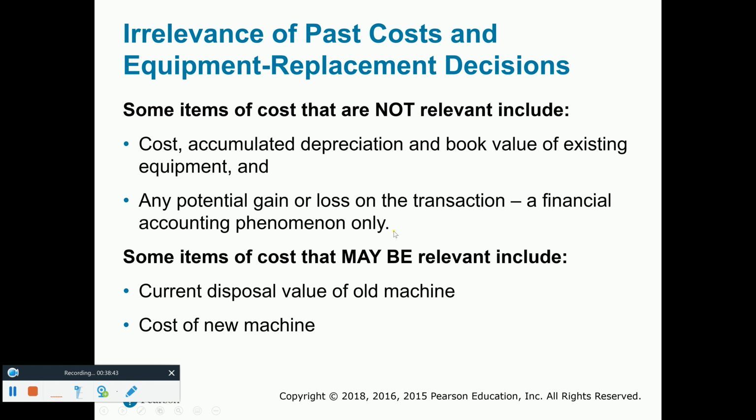Very, very important. Items that are never relevant: the cost of fixed assets we bought in the past, accumulated depreciation, book value of existing equipment, and depreciation itself. Now, potential gains or losses in the future on selling equipment, that's something that we would consider. Over here, some items of cost that may be relevant: current disposal value of an old machine. The cost of a new machine would be an outflow of cash. Current disposal would be an inflow of cash. That's something that we might consider as relevant.